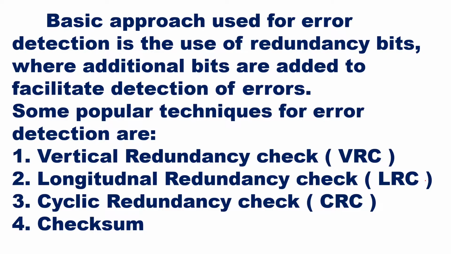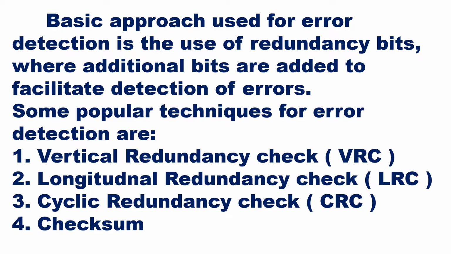Number 1, vertical redundancy check, short form VRC. Number 2, longitudinal redundancy check, short form LRC. Number 3, cyclic redundancy check, short form CRC. And number 4 is checksum. Number 1 and number 2, that is VRC and LRC, are based on the parity code detecting technique. The number of ones in a given data gives you the parity. It can be odd parity if the number of ones is odd, and even parity if the number of ones is even. So the first two, VRC and LRC, are based on the parity bit check method.